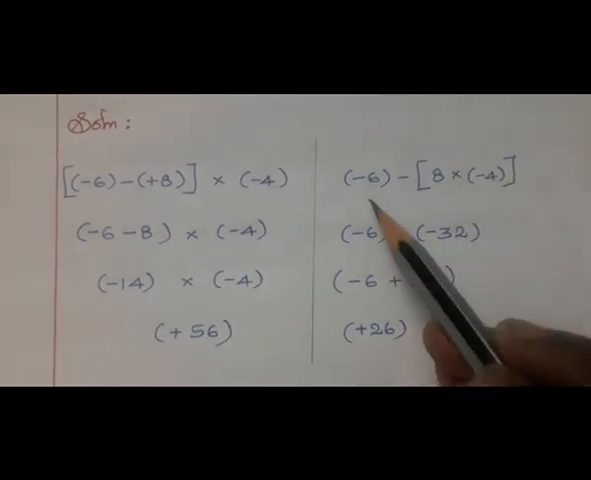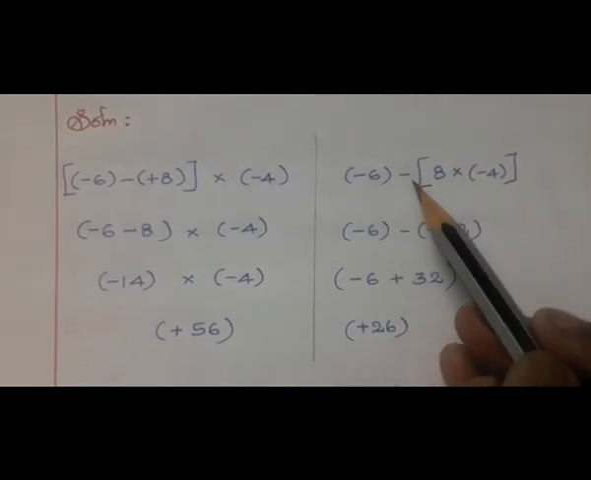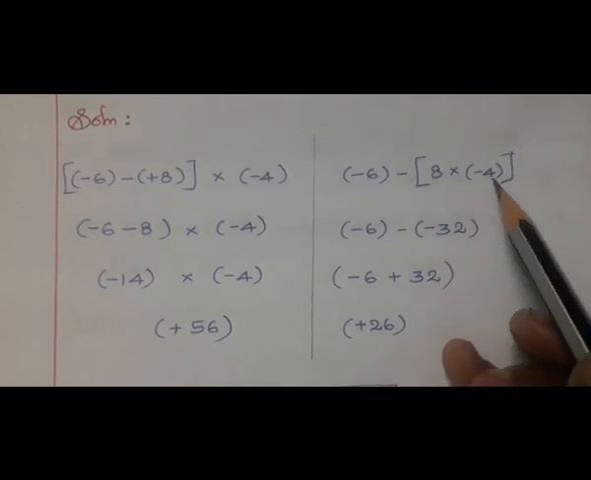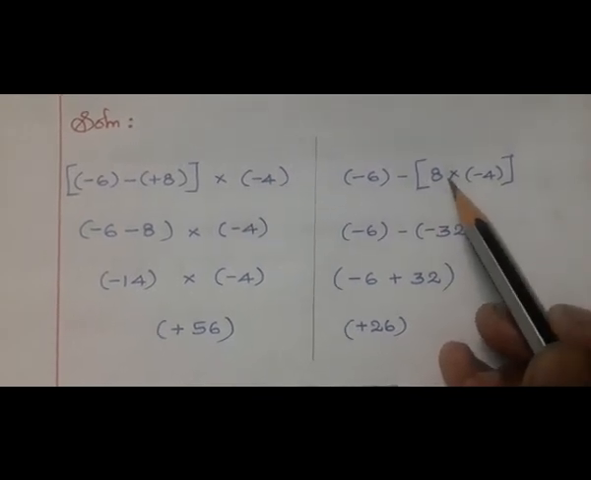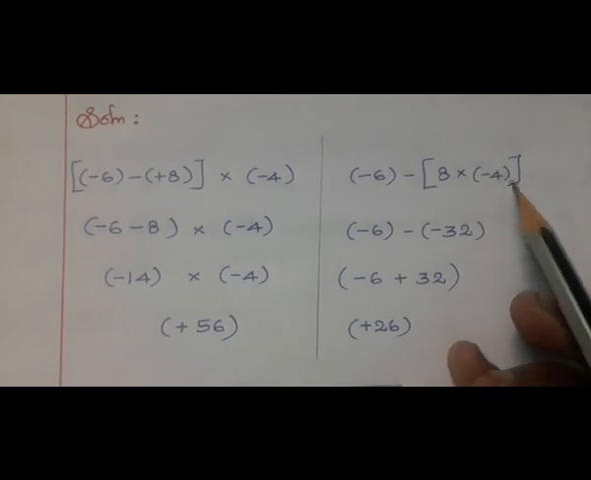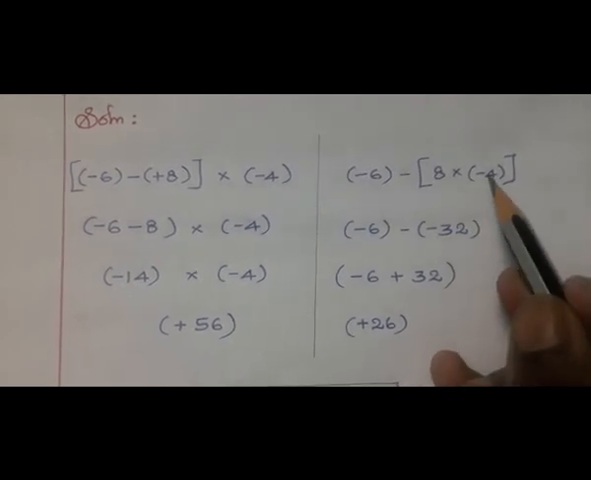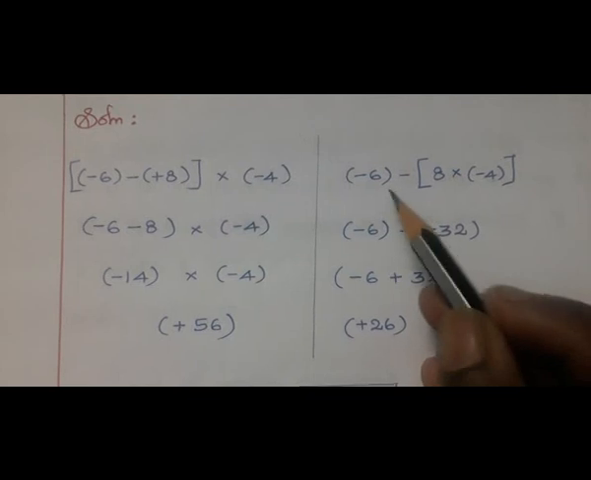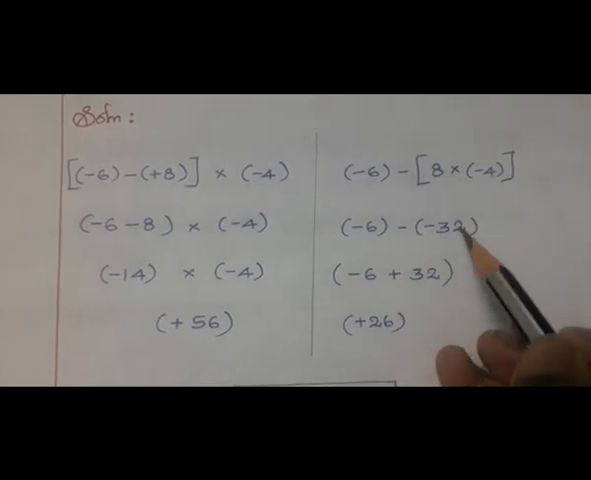When you go for the right hand side, minus 6 is outside and inside the bracket we have 8 into minus 4. In multiplication of integers, if both the signs are different, put a negative sign and multiply the integers. 8 into 4 is 32. Minus 6 minus 32.